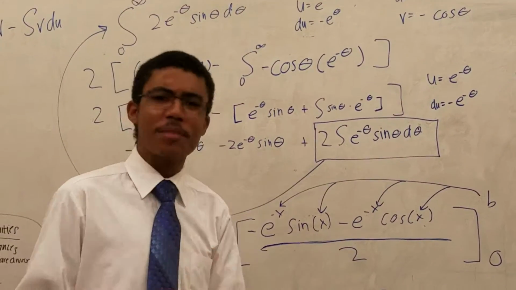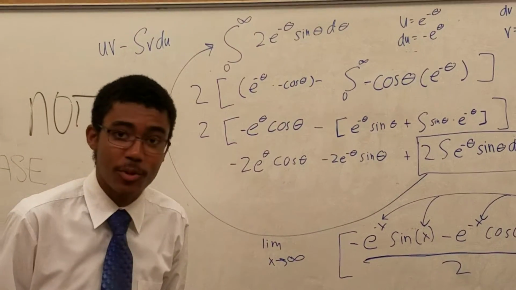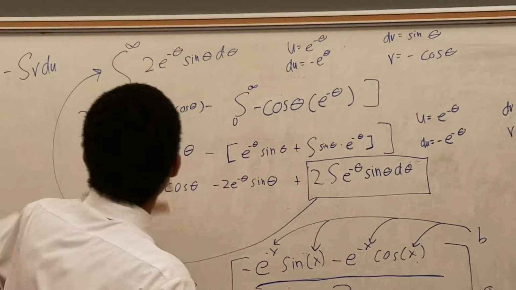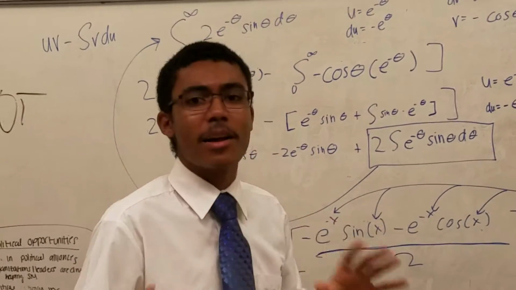The first thing I think when I see this is that I have 0 to infinity, which means this is an improper integral. Again, this is an improper integral, meaning at some point we're going to have to take this into account and change it to something else. I'll get to that later in the video.